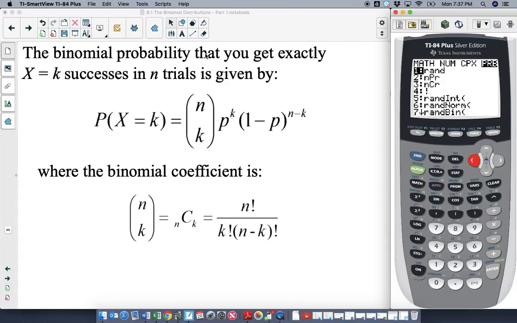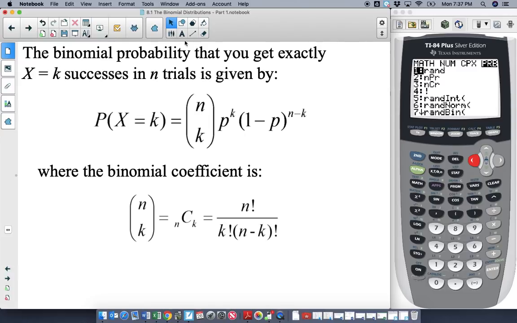But before I show you that, I want to remember to tell you that this formula is on the formula sheet. That is on, okay, this is going to be hard for me to write like this.